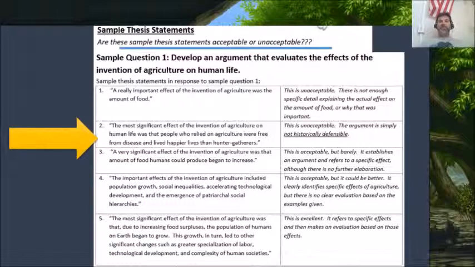And it's impossible to say that people who relied on agriculture lived happier lives than hunter-gatherers. We simply just can't say that. There's just not evidence showing us that. So this is an example of something that's not historically defensible.